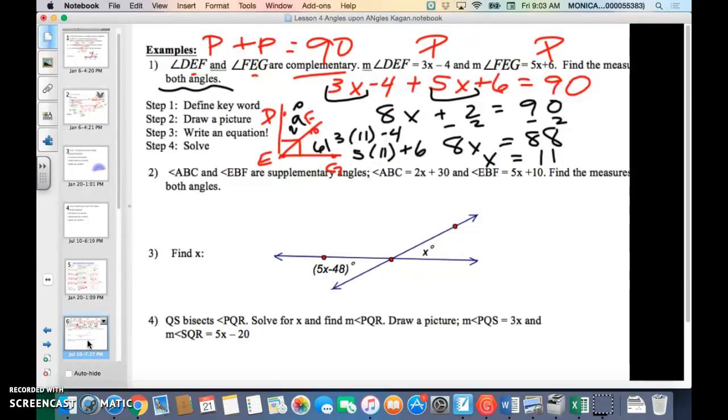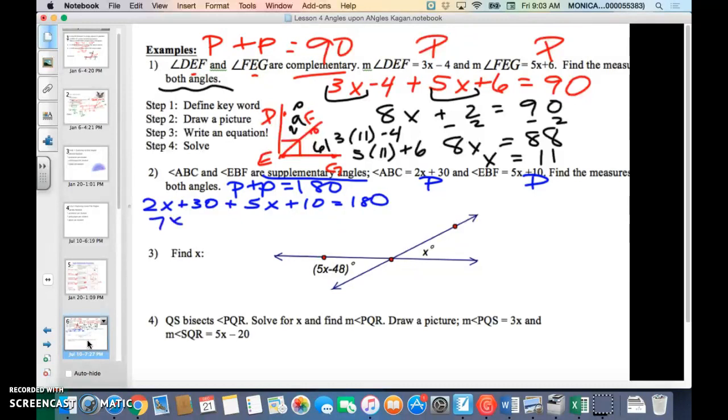All right, my second example, it says ABC and EBF are supplementary. So when I see the word supplementary, 180 degrees, so I know I'm going to do a part plus part equals 180. ABC is my part, and EBF is my part. Find the measure of both angles. So this time I'm going to set up a similar equation, 2x plus 30 plus 5x plus 10. And this time it's going to equal 180 degrees because of the keyword supplementary.